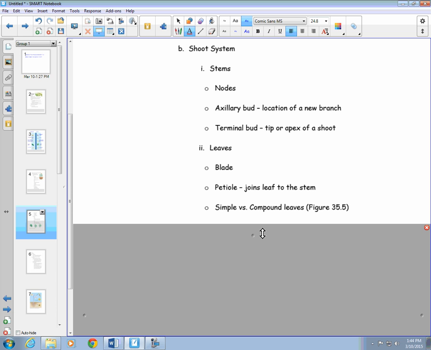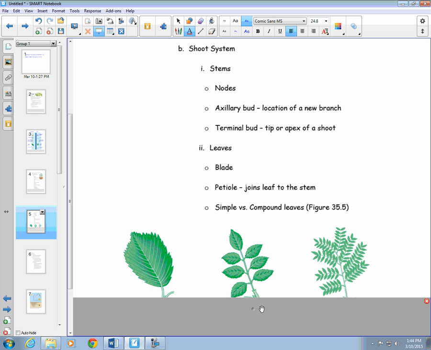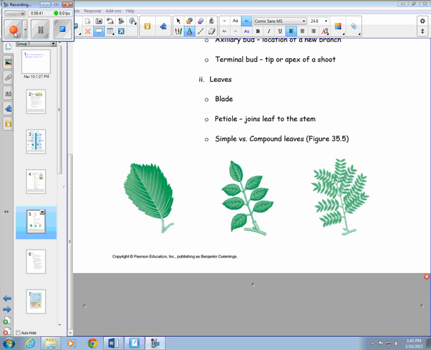Off of the stem, we have leaves. Leaves consist of a blade and a petiole, which is where the leaf joins to the stem. Leaves can be considered simple or compound. The leaves at the bottom of the page show different types of configurations for leaves.